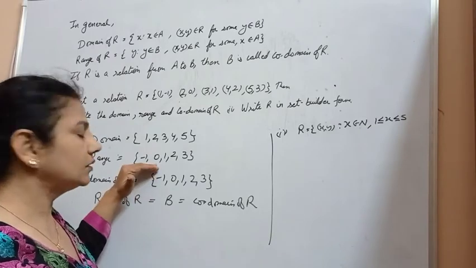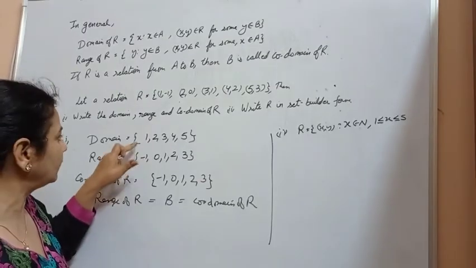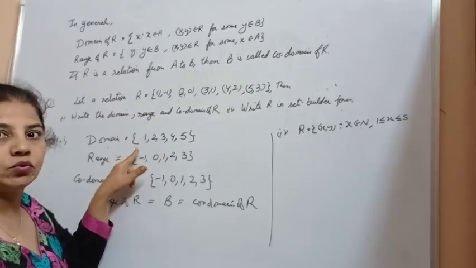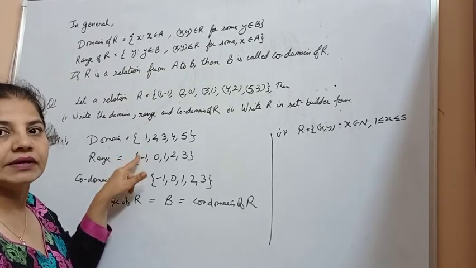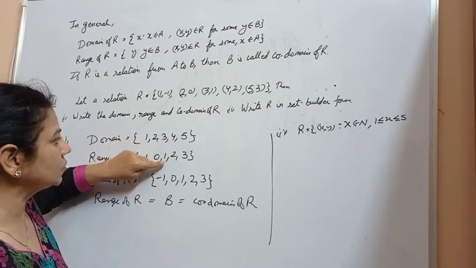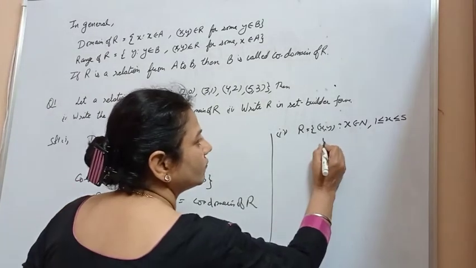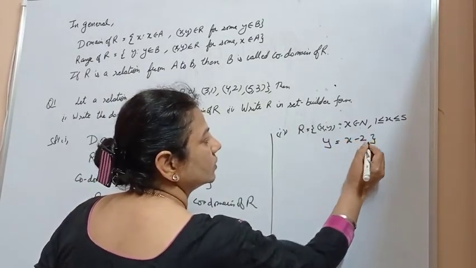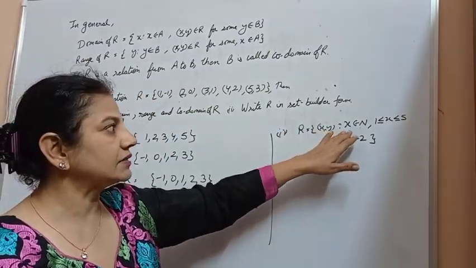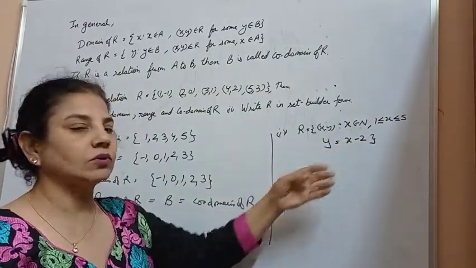When we talk about the value of y, if you compare x and y, this is my x, this is my y. We observe that if I subtract 2 from the given value of x, I get the value of y. 1 minus 2 is -1, 2 minus 2 is 0, 3 minus 2 is 1, 4 minus 2 is 2 and 5 minus 2 is 3. So y is equal to x minus 2. Thus the relation in set builder form is (x, y) such that x belongs to the natural numbers, x is greater than or equal to 1 and less than or equal to 5, and y is equal to x minus 2.